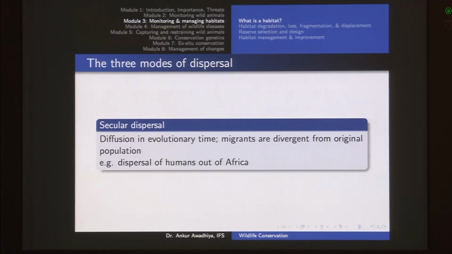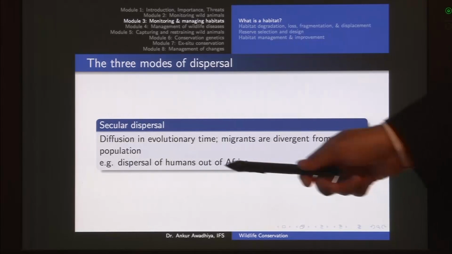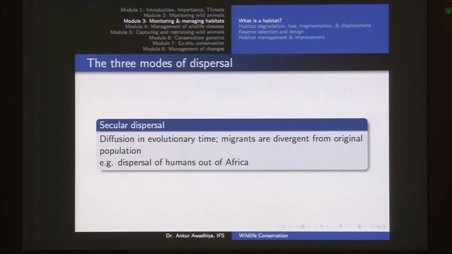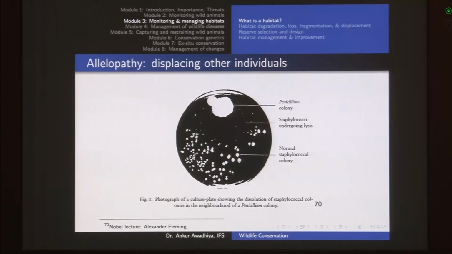Next we have secular dispersal. Secular dispersal is diffusion in evolutionary time. So, this diffusion occurs over such a long period that the animals change over the period of dispersal. Like you have dispersal of humans out of Africa.